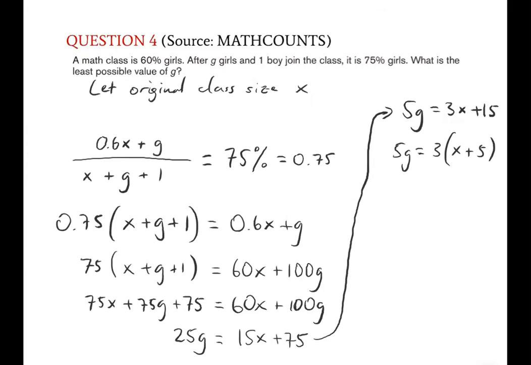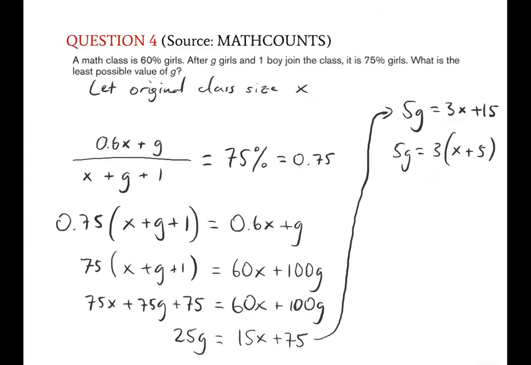And since there's a 3 on this side, that means g has to be a multiple of 3, or else x will be some random non-integer number. And x has to be an integer because you can't have half a person.